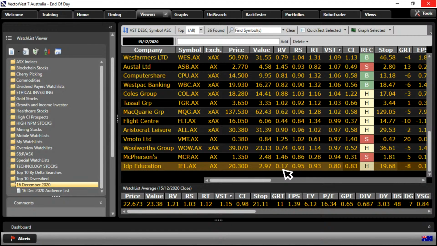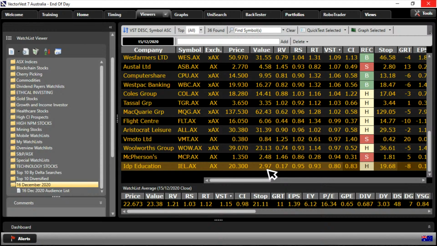Why might that be? Compare the price to the value. Price of $20 odd, value just shy of $3. There is a fair amount of premium being paid for this company. So we advocate at VectorVest to buy undervalued stocks, safe undervalued stocks rising in price. Now, this company is not undervalued. It's overvalued quite significantly. We're not saying rush out and sell it if your company is overvalued, but we're just saying be careful.